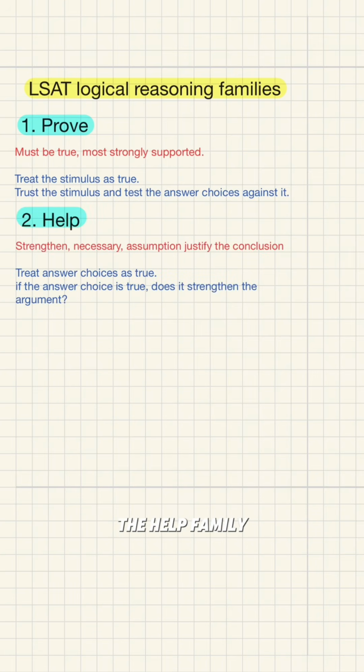Family 2 is the help family. These include questions like strengthen, necessary assumption, and justify the conclusion. These types flip the dynamic. Now, the answer choices are assumed to be true, and your job is to determine whether they support or reinforce the reasoning in the stimulus. The key question becomes, if the answer choice is true, does it strengthen the argument? So, in this family, you trust the answer choices and test the stimulus to see whether the support fits.